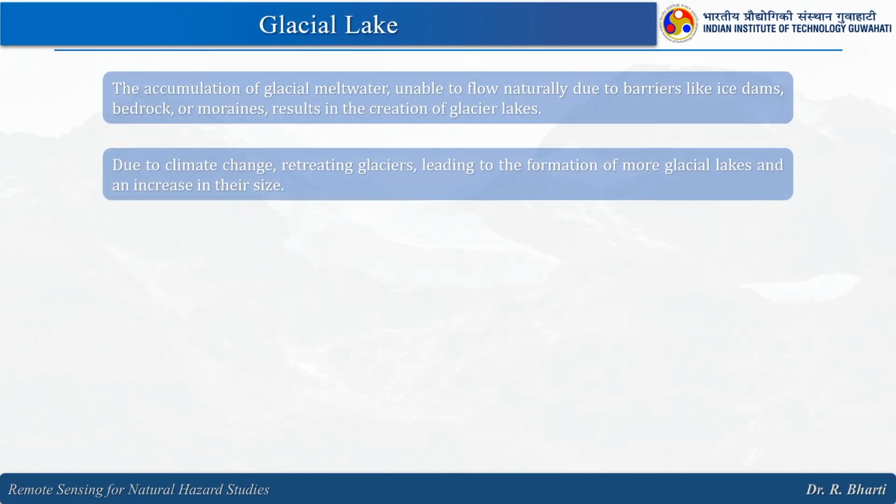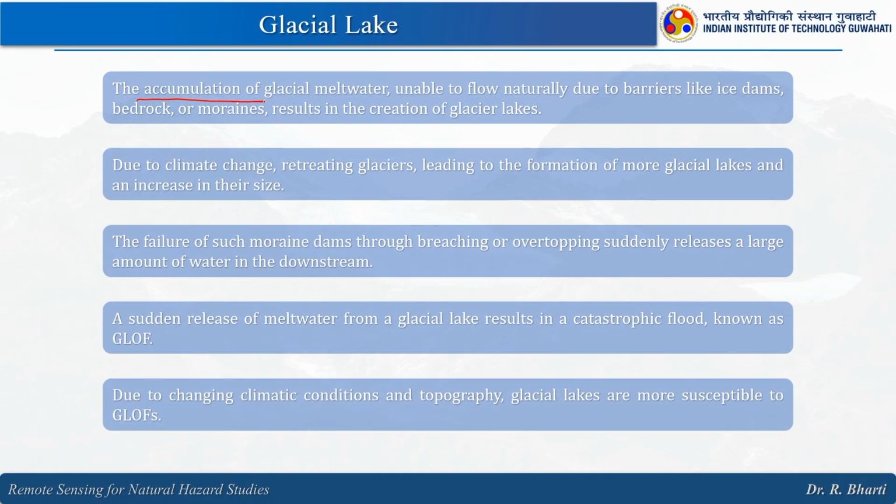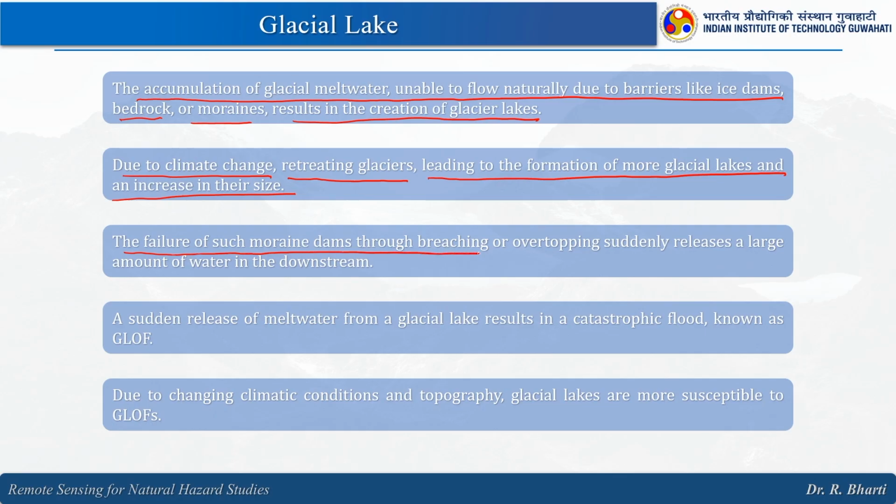So to understand it thoroughly, let us go through this basic detail. The accumulation of glacier meltwater unable to flow naturally due to barriers like ice dams, bedrock or moraines results in the creation of glacial lakes, right. Due to the changing climatic condition, retreating glaciers lead to the formation of more glacial lakes and an increase in their size. The failure of such moraine dams through breaching or overtopping suddenly releases a large amount of water downstream.